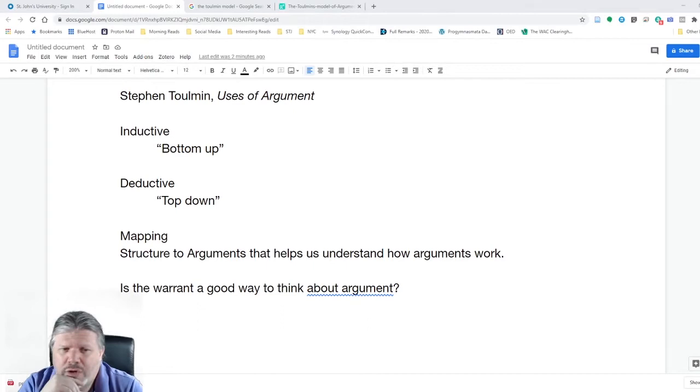So what's a good way? Is the warrant a good way to think about argument? Another one is, what's a good inductive argument model for today? You might think about that in your final paper. And think about the way Toulmin is talking about argument. Does this resonate with you? Do you think this is a good idea? Do you think Toulmin is smart? These are all things you can do in your response to this unit.